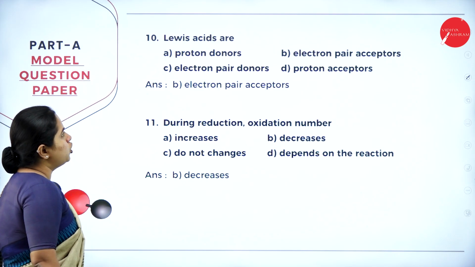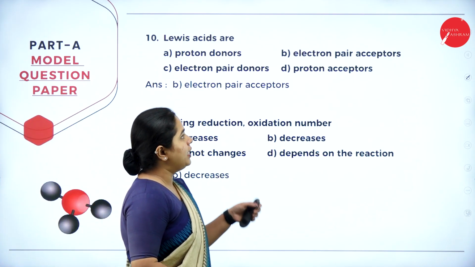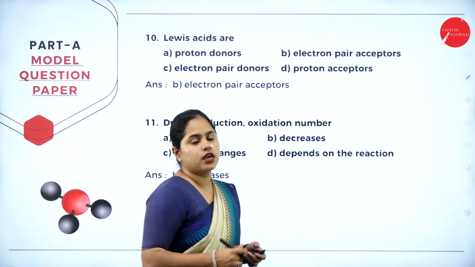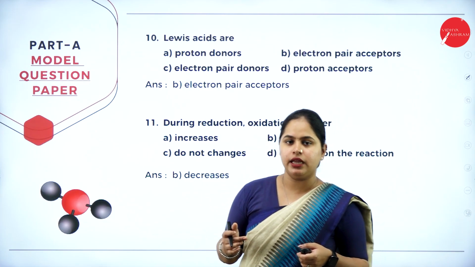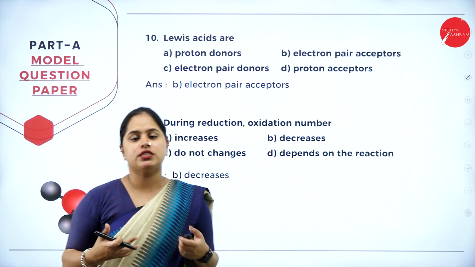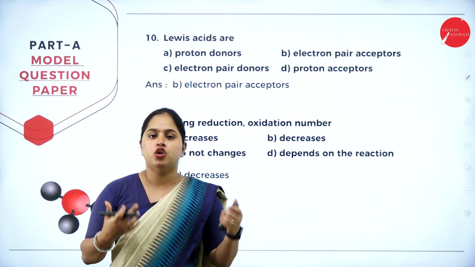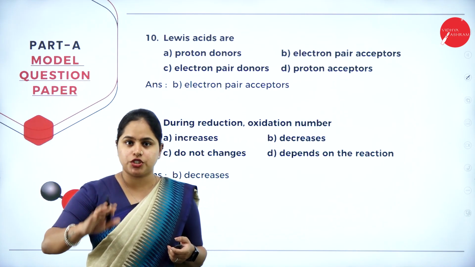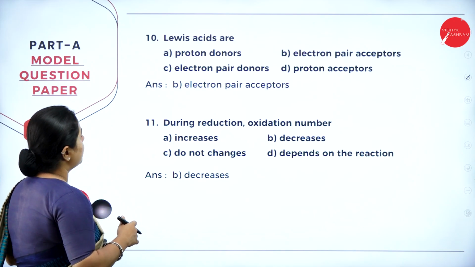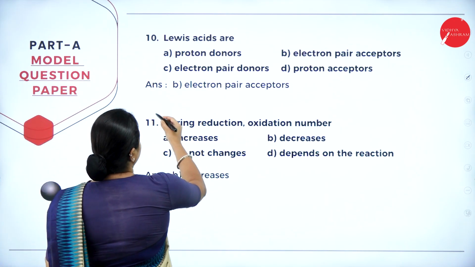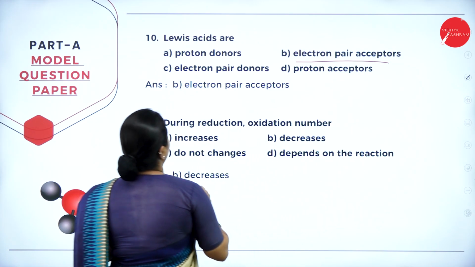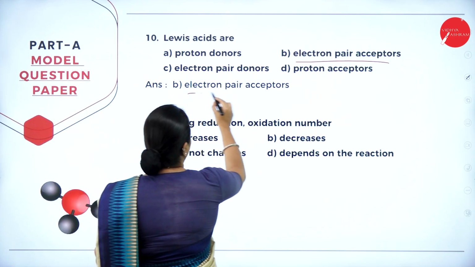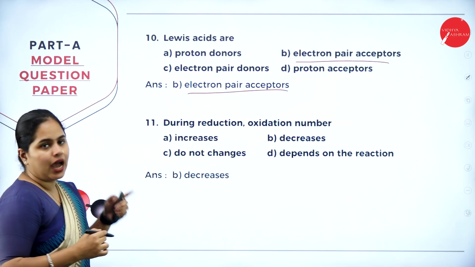Moving on to the next question. Lewis acids are proton donors, electron pair acceptors, electron pair donors, or proton acceptors. So we have studied about acid base theory, right? And in that, according to Lewis theory of acids and bases, Lewis acids are substances which can accept electrons and Lewis bases are substances which can donate electrons, right? So the question asks, Lewis acids are, yes, the answer will be electron pair acceptors. Okay, acids will accept electrons, base will donate electrons, right? So electron pair acceptors are called Lewis acids, right?